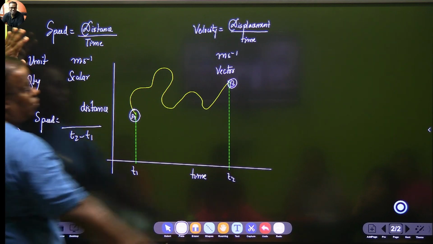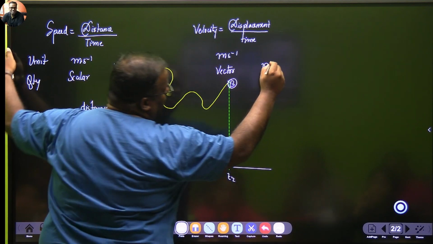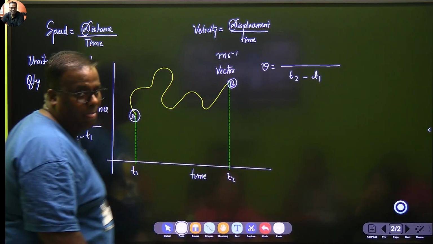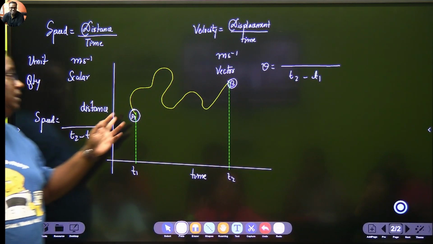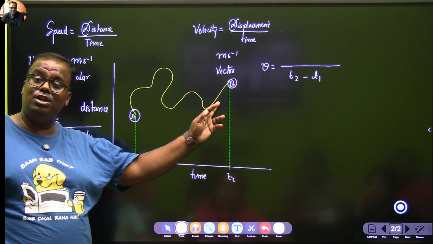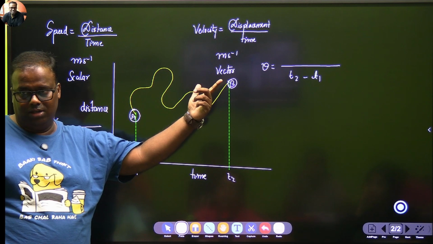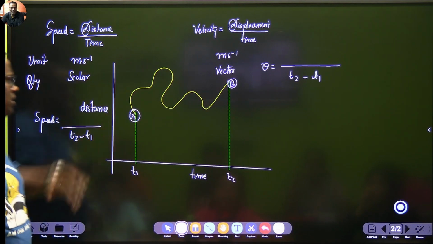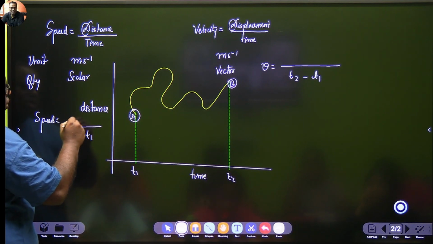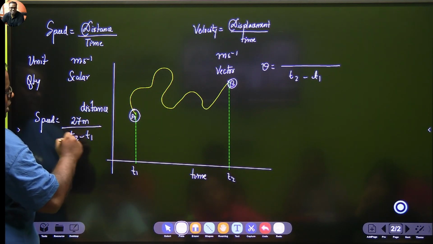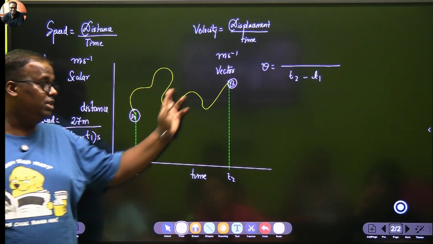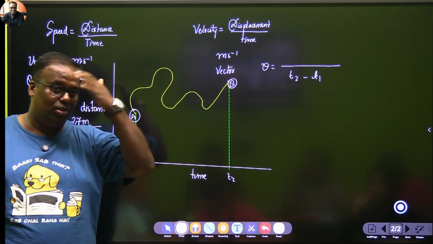Agreed? If you try to calculate velocity, in the denominator also you will get t2 minus t1. That is the time taken. But in the case of speed, it is the length of the yellow path because speed is dependent on the distance traveled. Right? So suppose the length of this whole yellow path is roughly some 27 meters, and this is so many seconds, roughly. What is 27 meters? The length of this yellow loop.